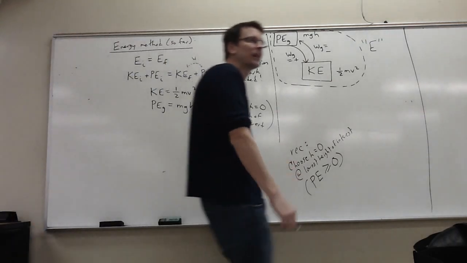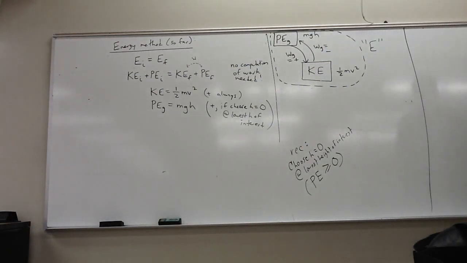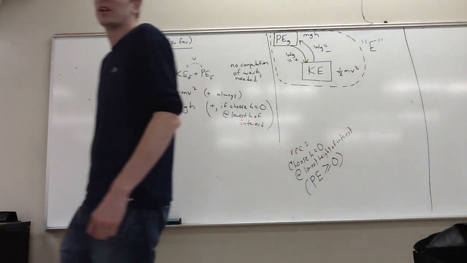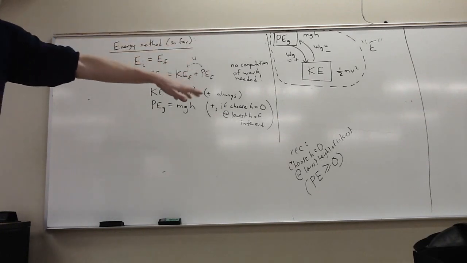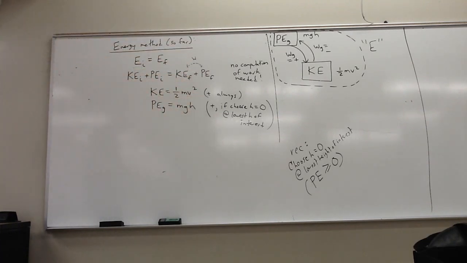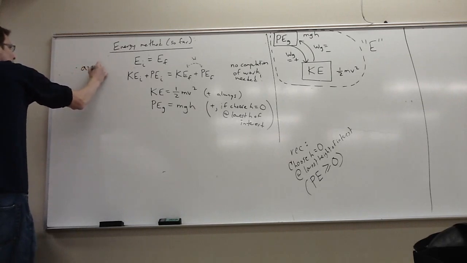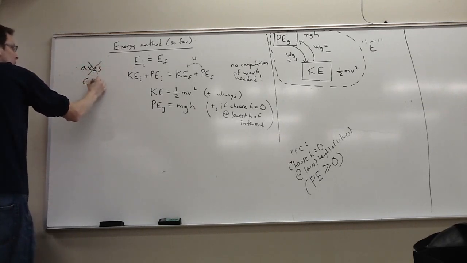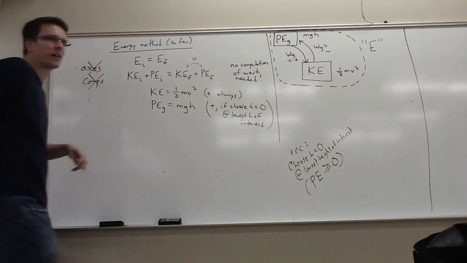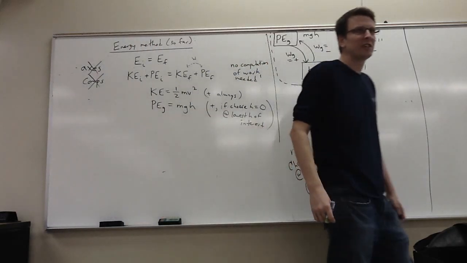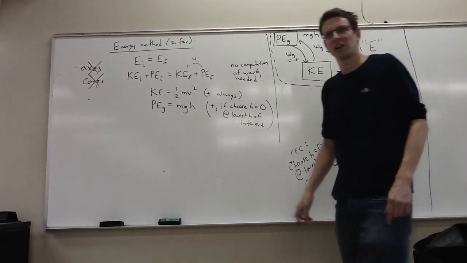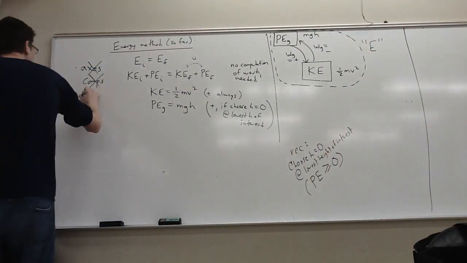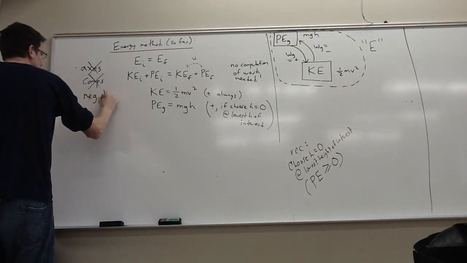This method is incredibly powerful and also very easy. There's no vectors in sight, no SOHCAHTOA necessary. There's no axes. You don't need to set axes. No axes, no components. I will point out you don't even have to deal with any negative numbers anymore. That's pretty awesome. So there's no negative numbers.